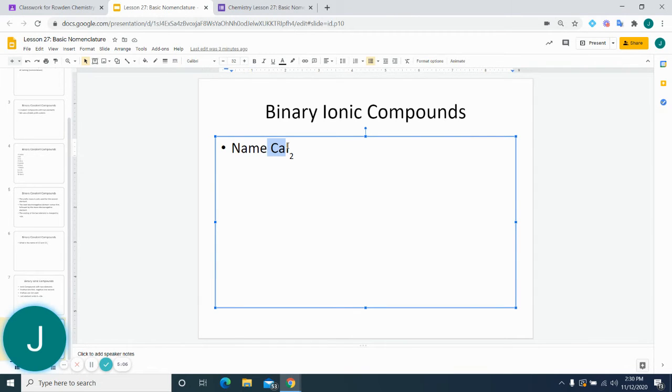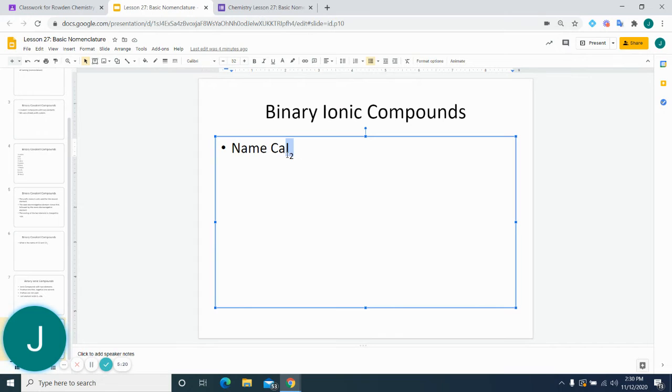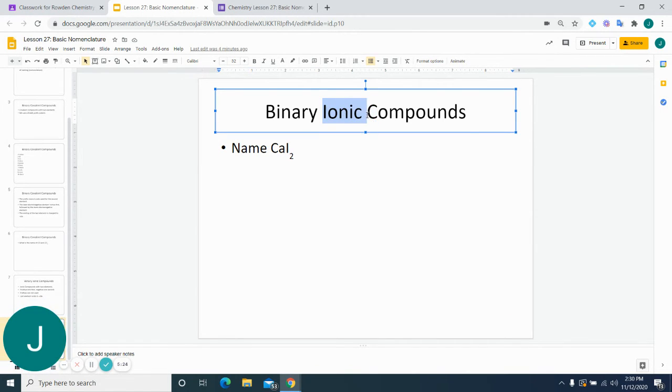Do you need to say monocalcium? No, we're doing ionic, and you don't need to say mono, di, tri. You don't use those for ionic. So calcium and then iodide. It's iodine, but you change the ending to -ide. So just calcium iodide. And you might be saying, but you didn't say di, you didn't say the two. Ionic, you don't need to say di, tri, none of that stuff.